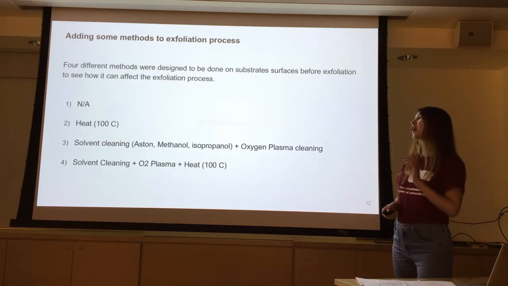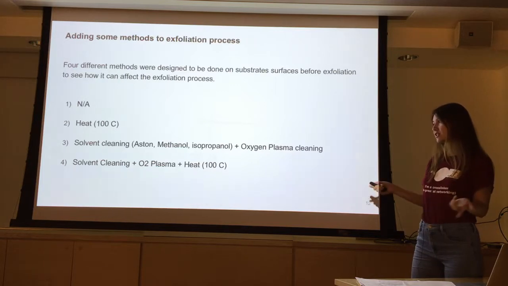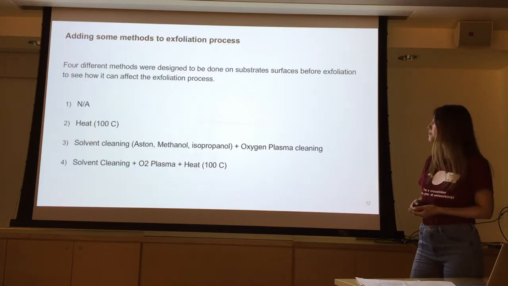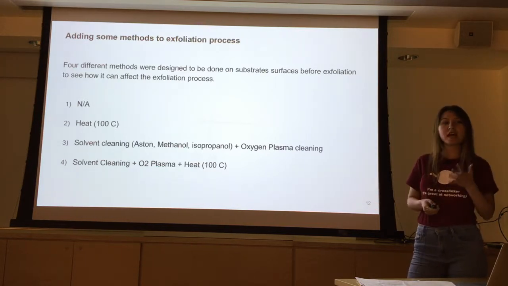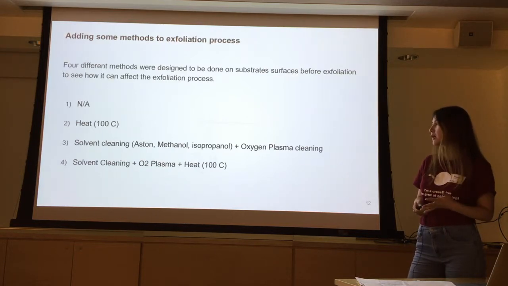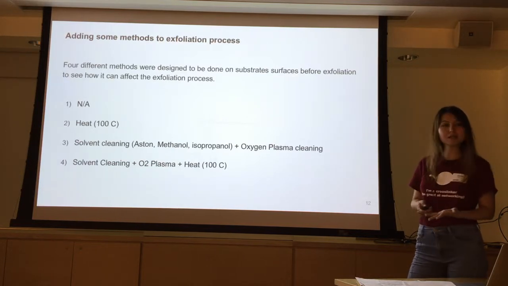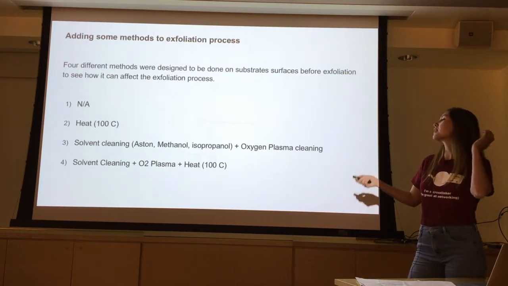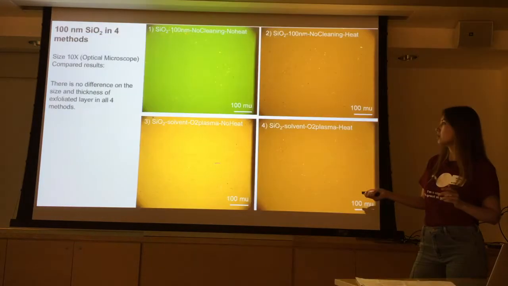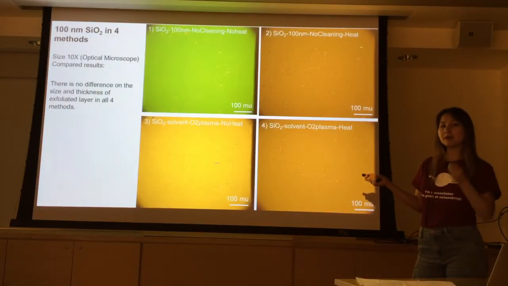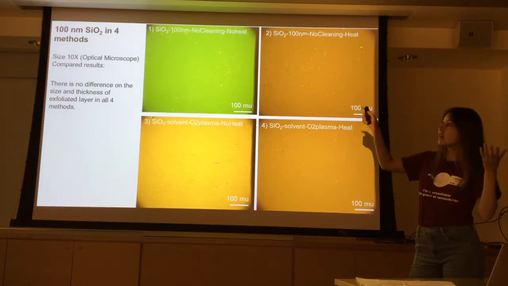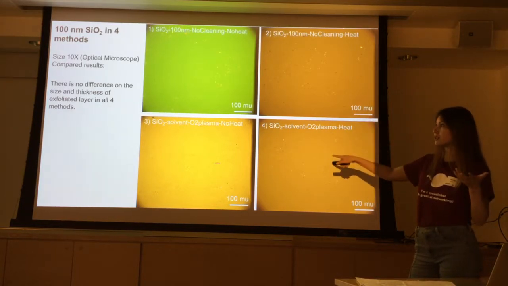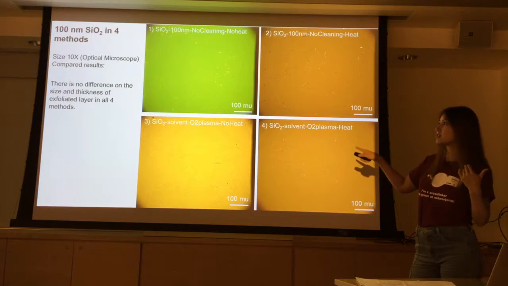In the second one, I added 100 degrees Celsius heat. In the third method, I added solvent cleaning, which is acetone, methanol, isopropanol, plus oxygen plasma cleaning. And in the fourth one, I added all together: solvent cleaning, oxygen plasma, and heat. So here is the result, from the pictures that I took after applying those methods to my films.